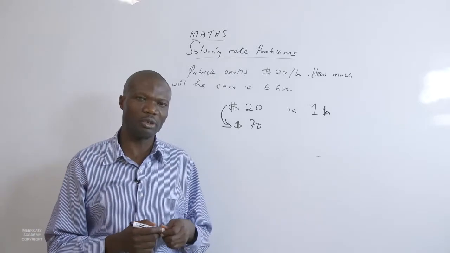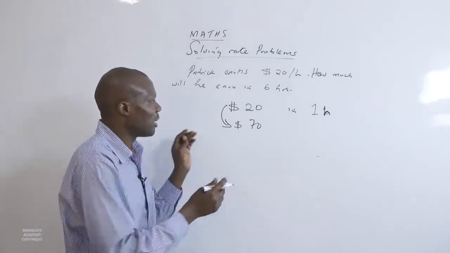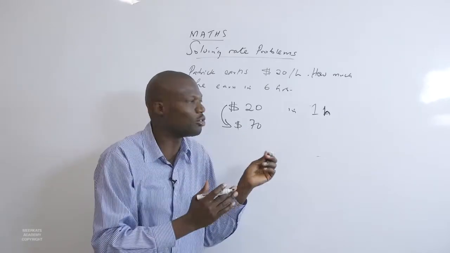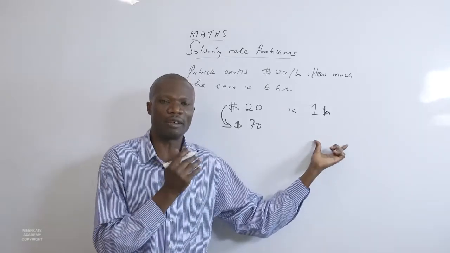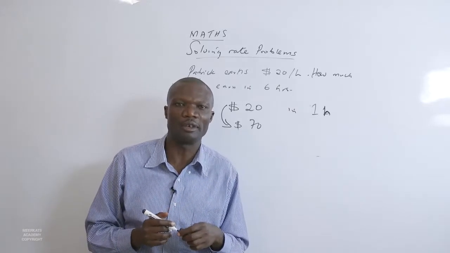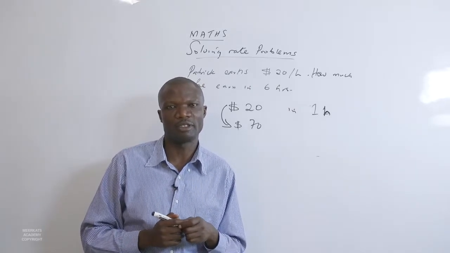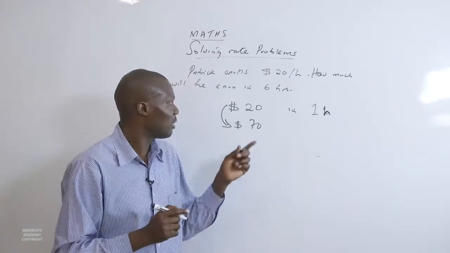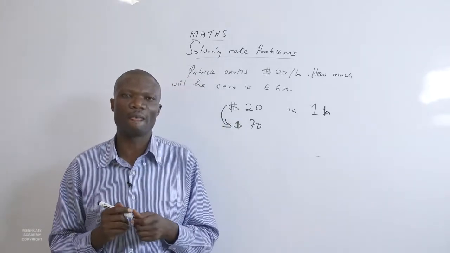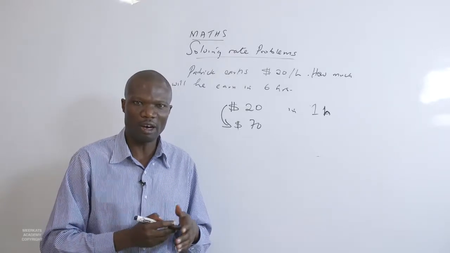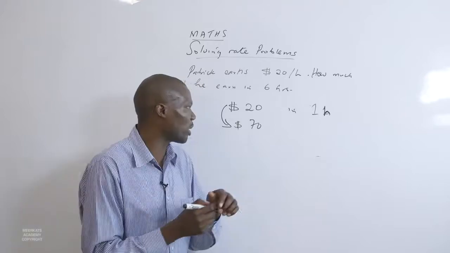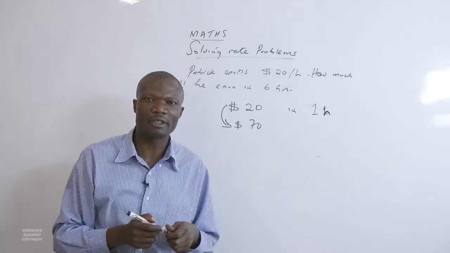And that is what we are looking for. It means that whatever happens on the dollars side, we shall apply on the hours side. So look at it: what has happened here? How suddenly can 20 turn into 70? What was multiplied by that?